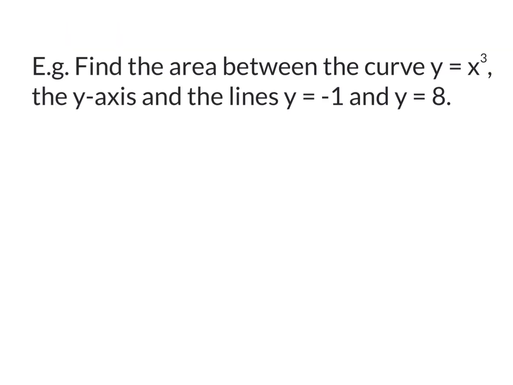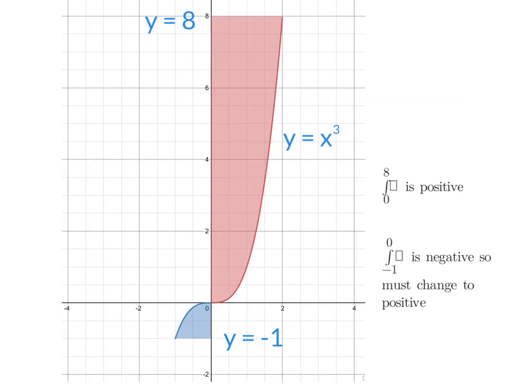Second example, find the area between the curve y equals x cubed, the y-axis, and the lines y equals minus 1 and y equals 8. So here's what our graph looks like. So we know what a cubic looks like, and we're going to cut it off at y equals minus 1, so that's the blue section down the bottom, and y equals 8. That's the pink section up the top.